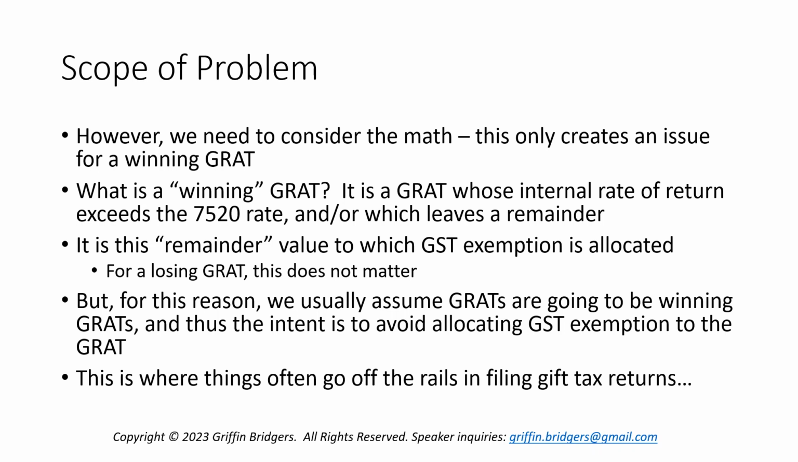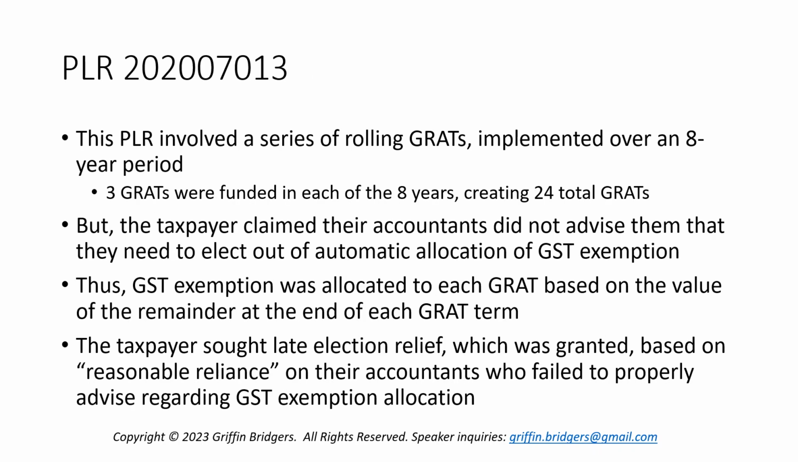It can be kind of confusing, but to really bring this home as the key lesson and takeaway here, we have to look at this from the perspective of filing gift tax returns and where things can go off the rails. And that is illustrated in this older private letter ruling I referenced, 2020-07013. And in this PLR, we had a series of rolling GRATs that were implemented over an 8-year period. So we essentially had 3 GRATs funded in each of the 8 years, creating 24 total GRATs. Each of them are assumed to be 2-year GRATs based on kind of the context of this PLR. But if you're familiar with PLRs, you know they never actually give actual numbers, dates, or years.